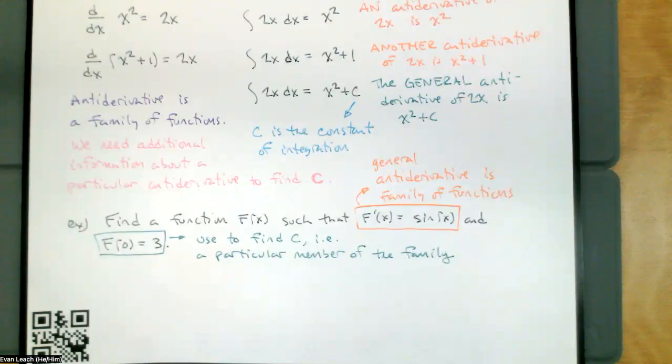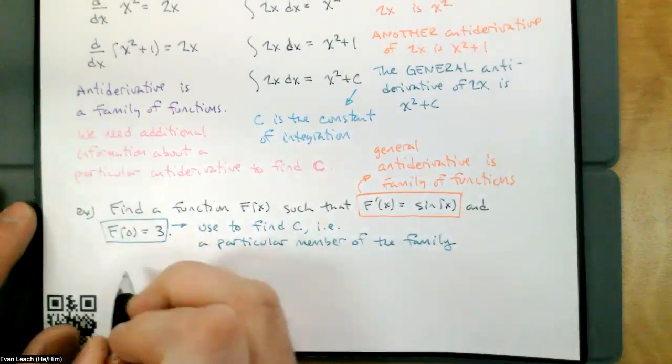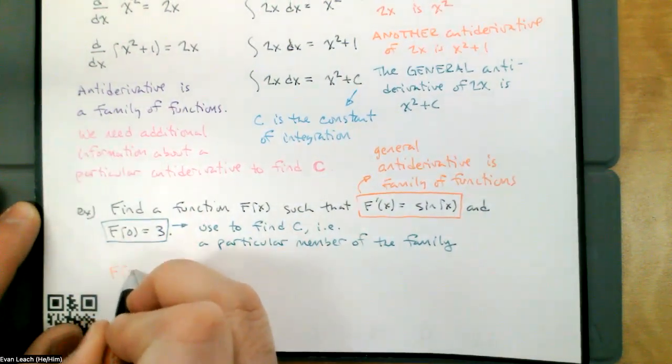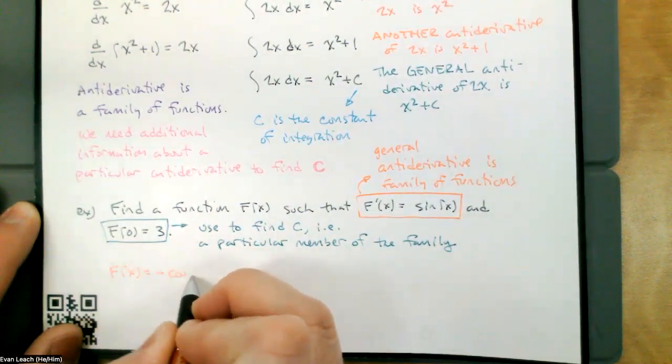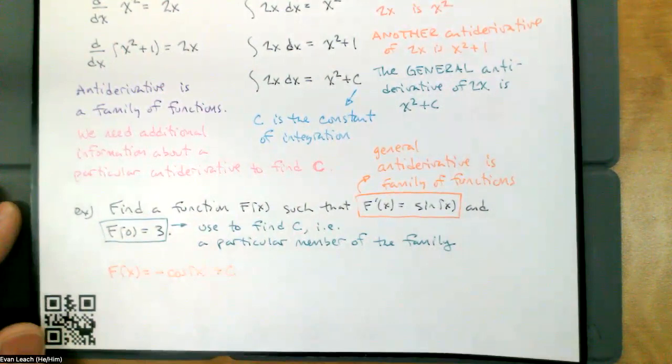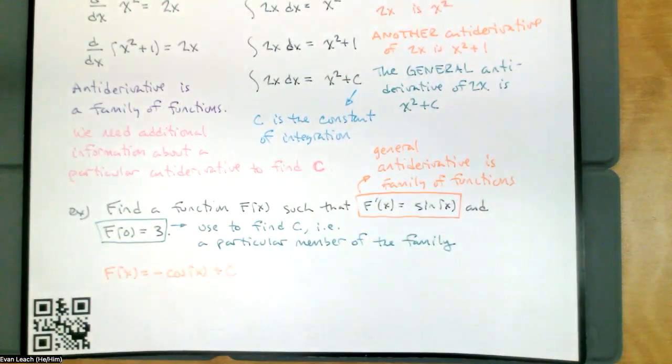What function has a derivative of sine x? Negative cosine of x. We know that the derivative of cosine is negative sine, so the derivative of negative cosine is positive sine. So we use our antiderivative techniques to find the family of functions. F of x must have the form minus cosine of x plus some constant. Derivative of cosine is negative sine. The negatives cancel out, so we get sine. The derivative of the constant is 0. There's our general antiderivative, defining a family of functions.